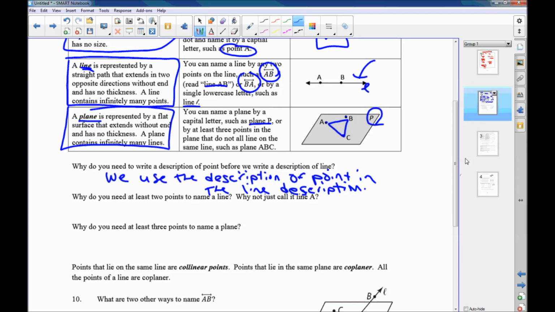Why do you need at least 2 points to name a line? Why not just call it line A? So for instance, here's line A. Looks fine on paper. When I say it out loud, oh, that's line A, I can see it. But guess what? There are other things that could be line A. We just didn't draw them in. There's another line A. Here's another line A. Here's another line A. How many line A's are there if I only use 1 point? Well, that's infinite. We can keep spinning it just a little bit more. So you need 2 points to name a line, not just 1. Otherwise, we have an infinite number of lines going through each point.